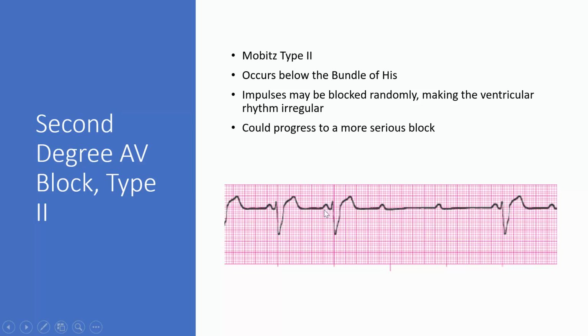So let's look right here and do the 5-step. Well, your rate is 30. This person probably isn't doing so well. Your rhythm is irregular, as you can tell. You're missing a lot of beats right here.